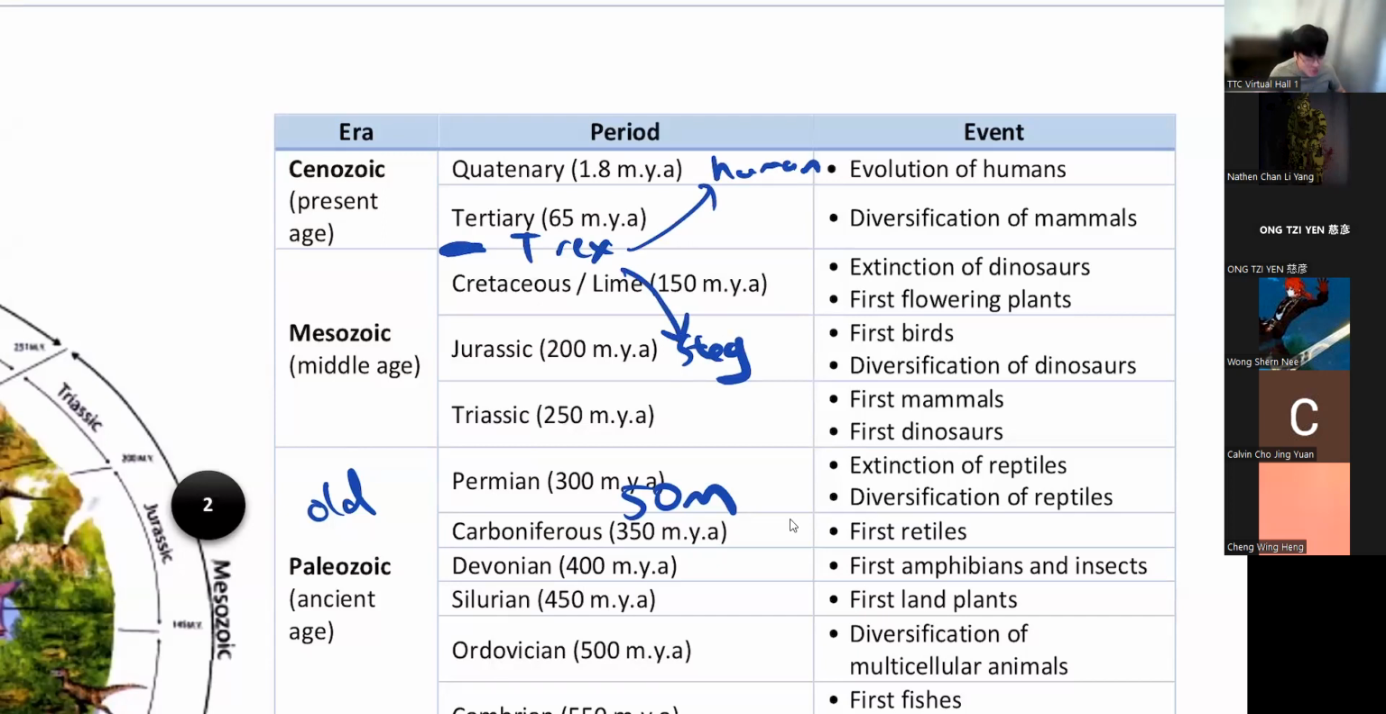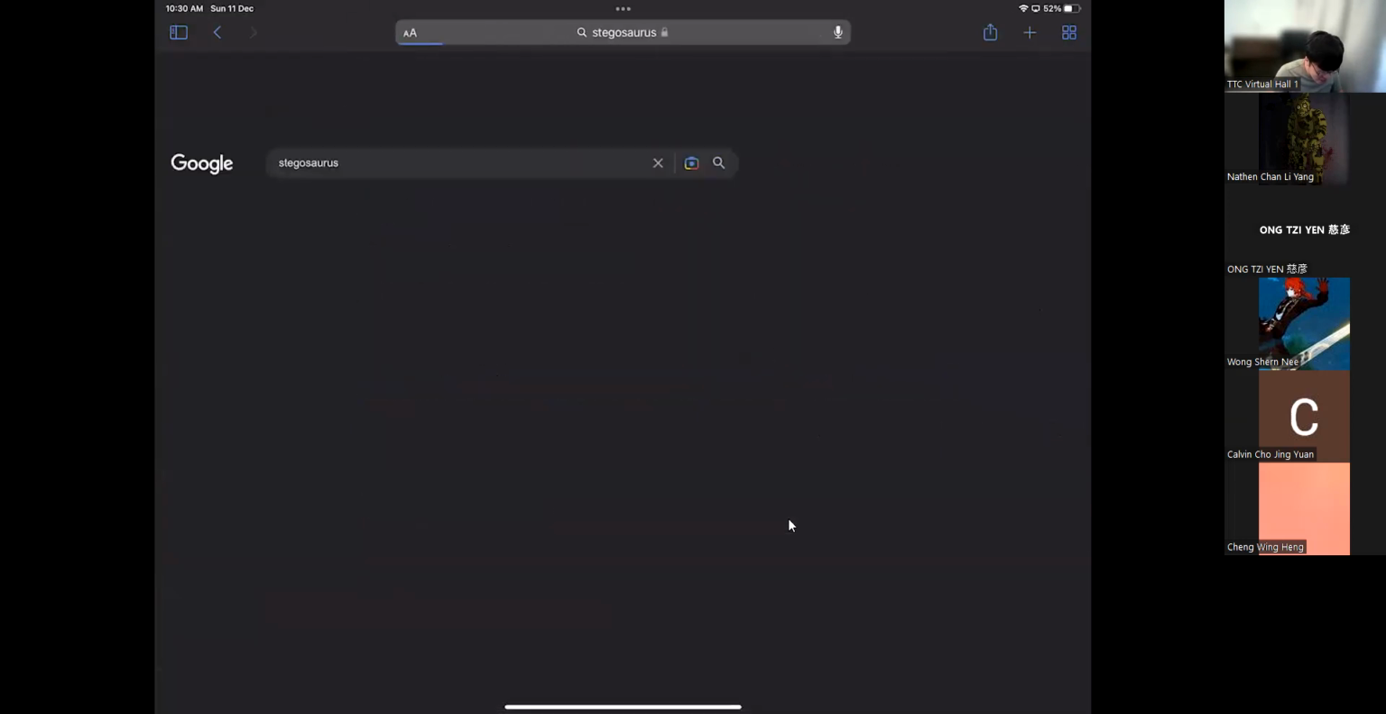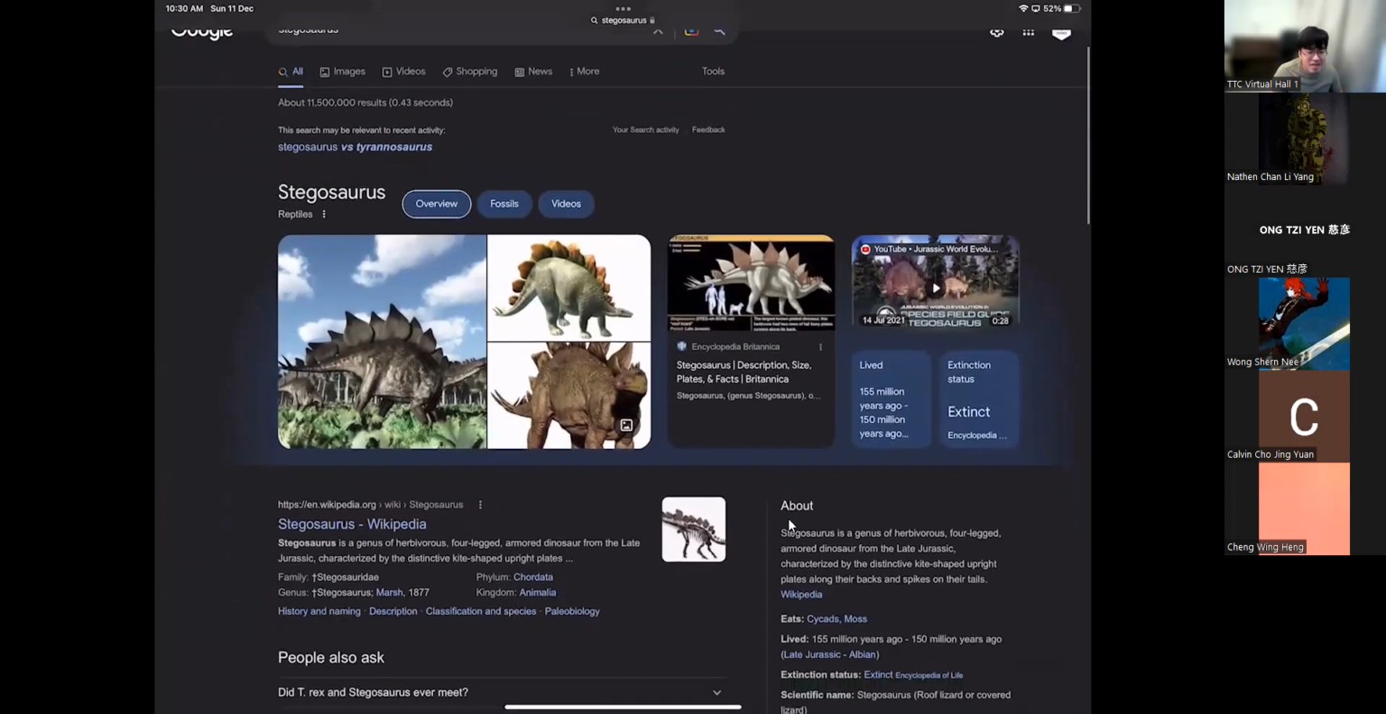Mind blown, isn't it? So if you ask T-Rex, "Hey, Mr. T-Rex, do you know Stegosaurus?" your T-Rex will tell you, no, never seen one before. They don't know each other, right?